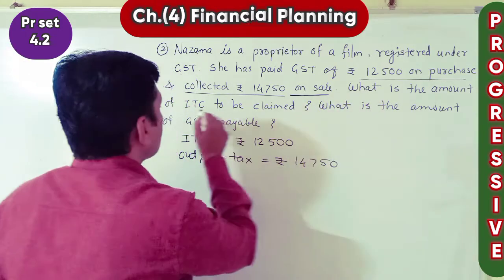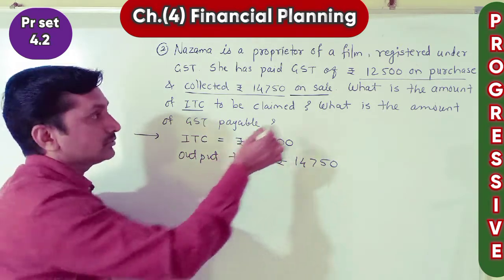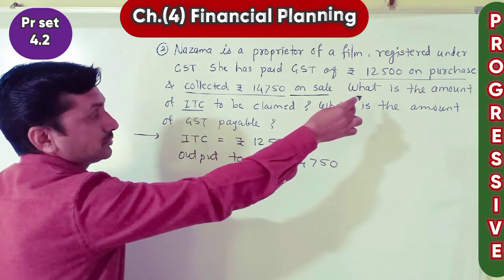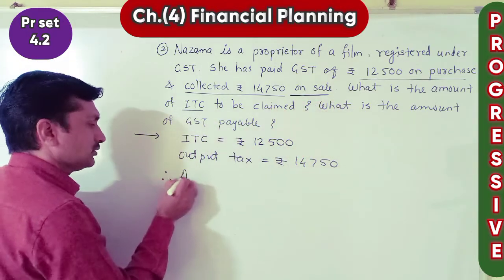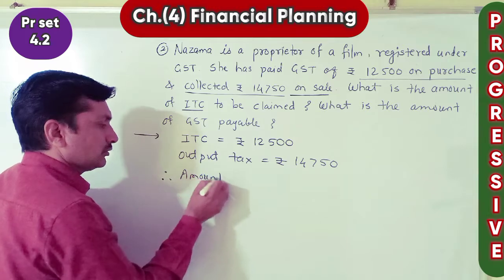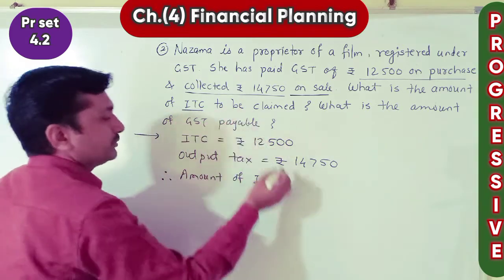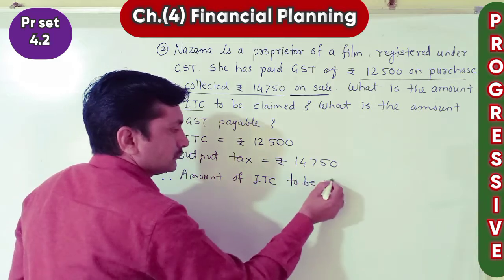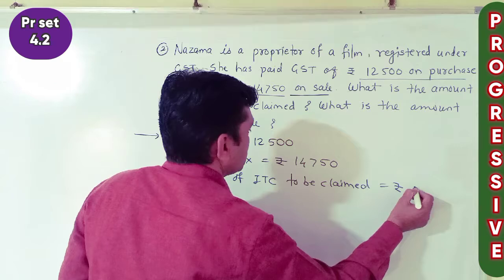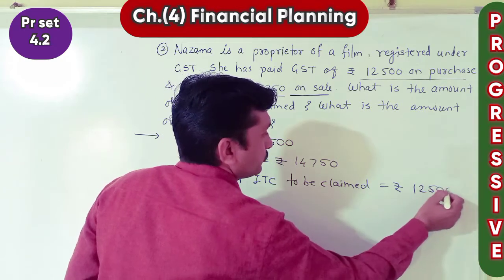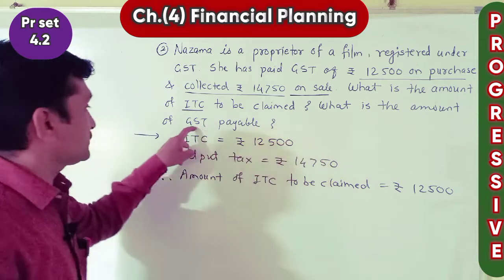What is the amount of ITC? ITC means this only, we already wrote it in the first question's answer. Amount of ITC to be claimed is equal to rupees 12,500.